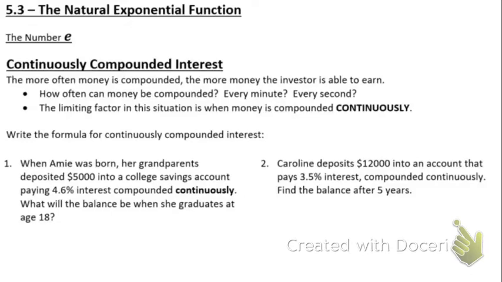All right, this video for 5.3 is not going to be nearly as long as finishing up 5.2. This is over the natural exponential function. So we're going to talk a little bit about the number e. This is Euler's number, E-U-L-E-R. He was a mathematician. Euler's number. Oops, I misspelled number. Also called the natural number.